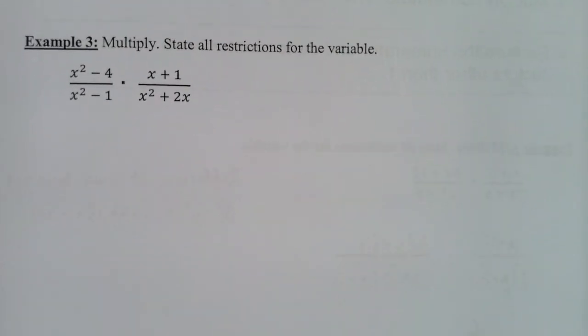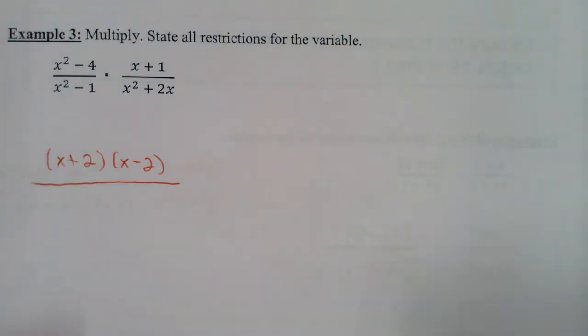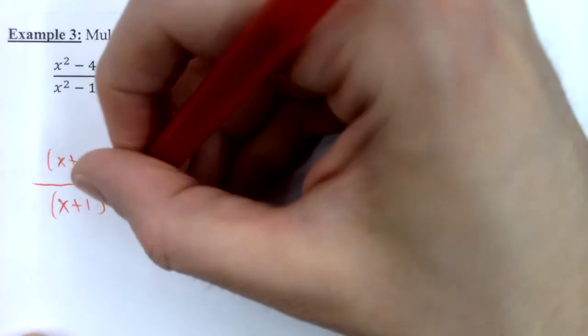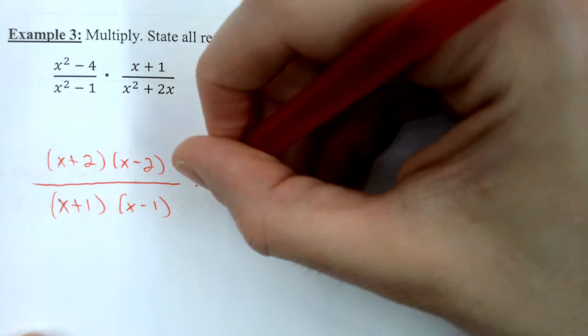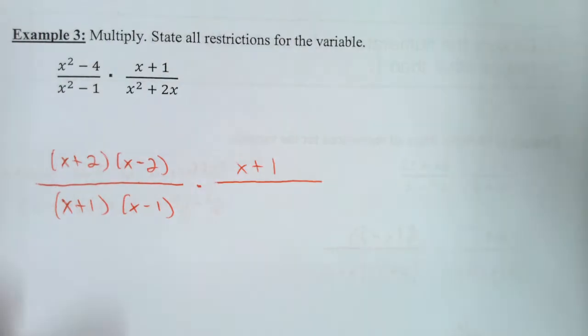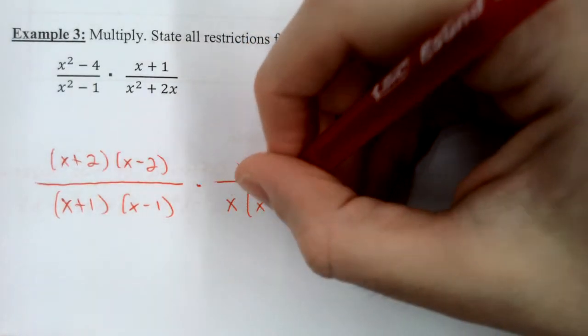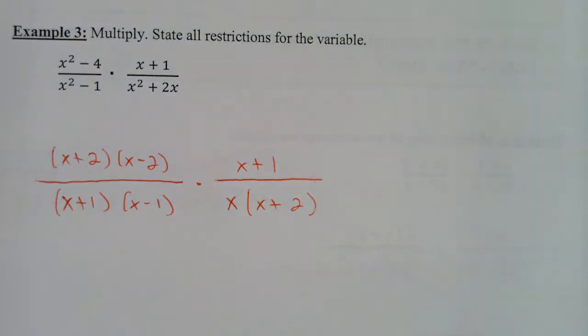Example 3, multiply. The top left is the difference of two squares, so it'll be factored to become x plus 2 times x minus 2. The bottom left is also a difference of two squares, so that'll factor to become x plus 1 times x minus 1. Top right, you cannot factor. X plus 1, just leave it like that. Nothing to do there. And the bottom right has a GCF of x. That leaves you with x plus 2 in parentheses.